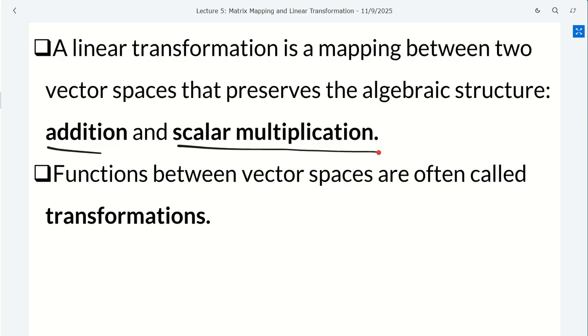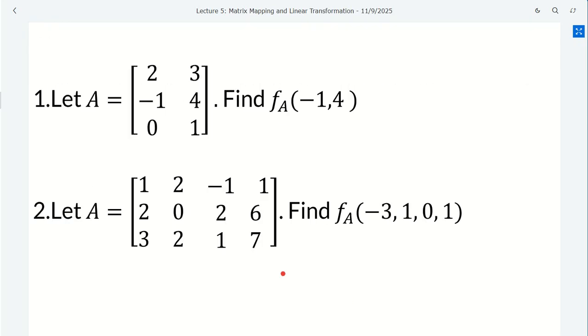A translation is not a linear transformation. I believe you know what a translation is. When you translate, that is not a linear transformation, because you might not pass through the origin, and you won't be able to preserve our structure, the addition or the scalar multiplication. Okay, so let's look at this. Now, I have a matrix over here, and I want to find a transformation.